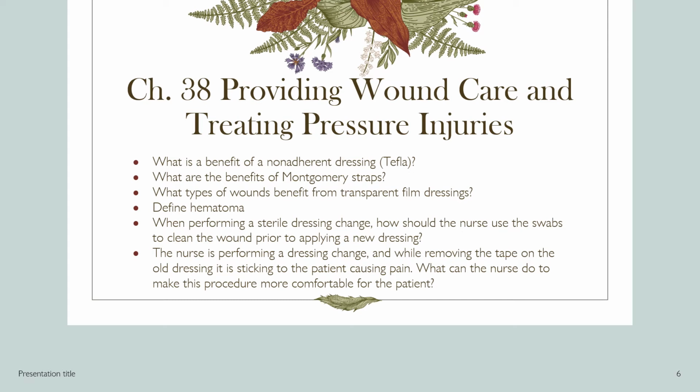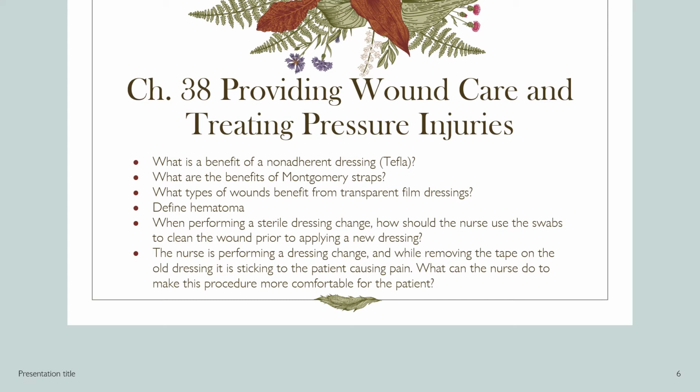What are the benefits of Montgomery straps? So we can see that information on page 785. Montgomery straps allow changing of the dressing without removing and reapplying tape. This can cause repeated skin irritation. Dressings are secured to a wound using tape, stretch roller gauze such as Conform, Curlex, or Cling gauze, mesh netting, an elastic bandage, or Montgomery straps. These are tie tapes. It's important to select the correct product for the right purpose.